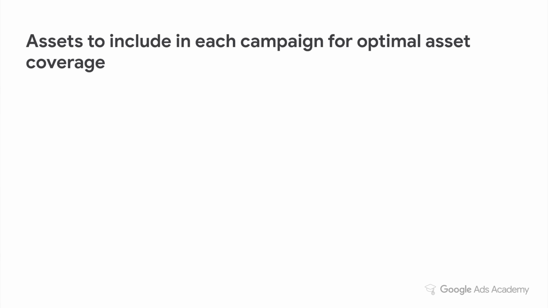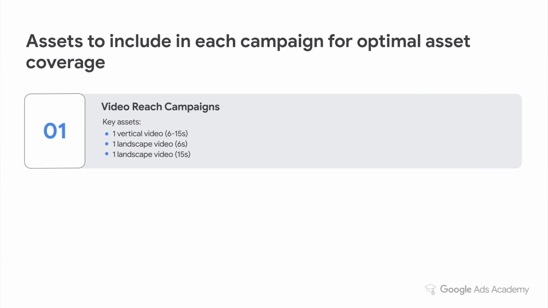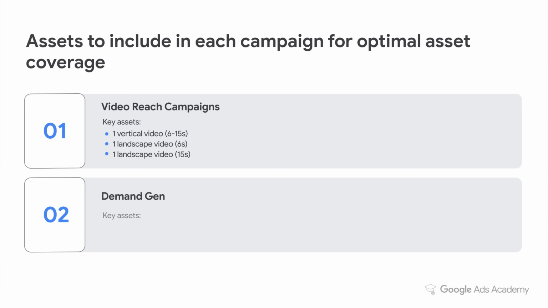And here are the recommended key assets needed to ensure asset coverage for each campaign so you can improve performance. On video-rich campaigns, we recommend one 6 to 15 seconds vertical video, one 6-second landscape video, and one 15-second landscape video. On demand gen, we recommend one vertical and one landscape video, and when it comes to image, we recommend 3 square, 3 portrait, 3 landscape, or the Google Merchant Center feed. We recommend that all demand gen campaigns use both image and videos, where it aligns with your strategy. If you want to ensure a particular spend or impression threshold against a specific asset type, we recommend breaking out your campaign to achieve those goals.